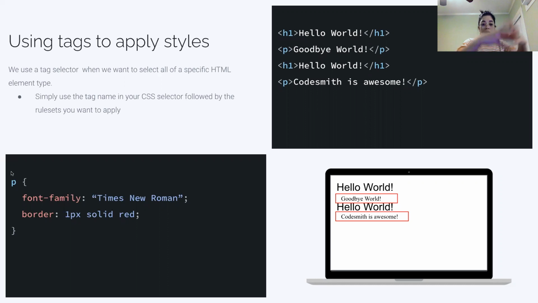Sometimes you do want to target all of one type of tag, and you want to add very specific styling to every single one, by all means, use the tag selector. In this case, we've got two P tags here, right? One that says goodbye world and one that says Codesmith is awesome. So by adding this specific styling to all of our P tags, we can now see that represented on our little laptop screen here, right? They've got this red border as well as a different font. Okay.